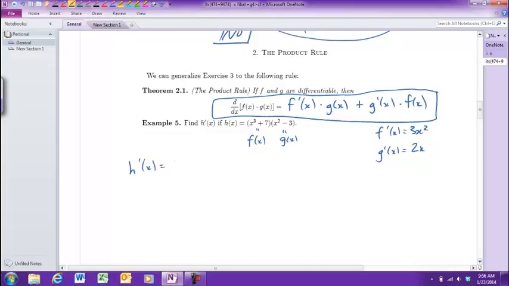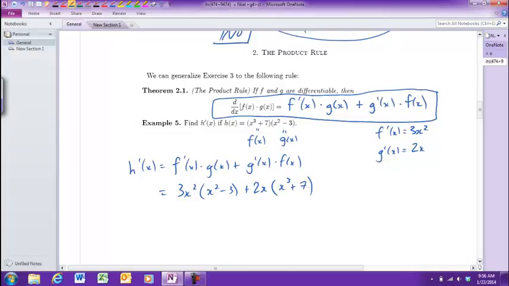So h prime of x, according to the product rule, is going to be f prime of x times g of x plus g prime of x times f of x. I know what f of x is, I know what g of x is, I know what f prime is and g prime is, so I just plug all those in. f prime is 3x squared, g of x is x squared minus 3, g prime of x is 2x, and f of x is x cubed plus 7.